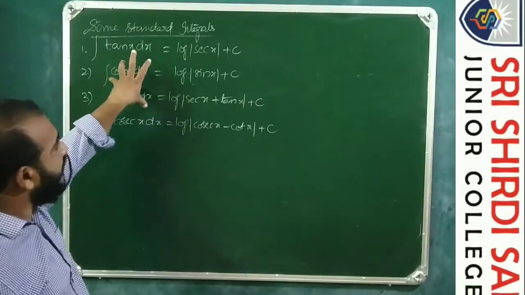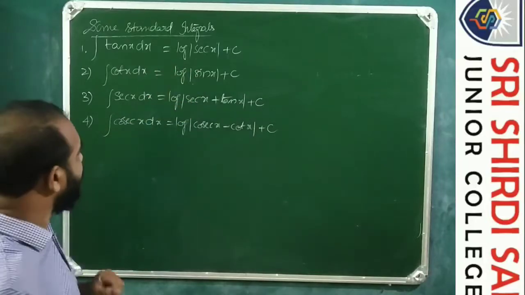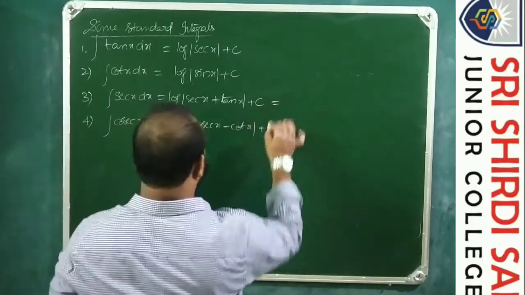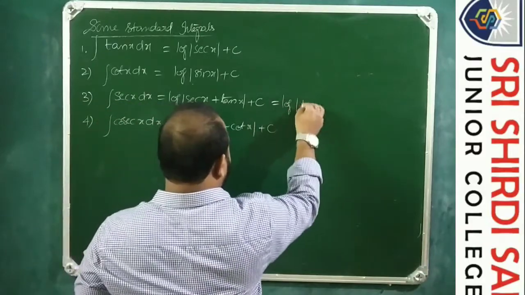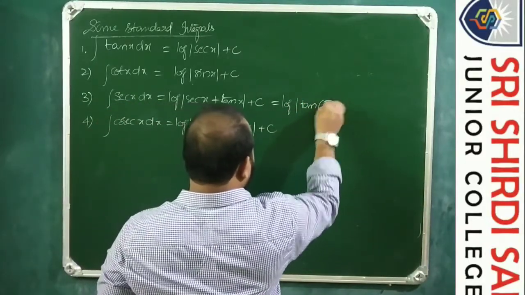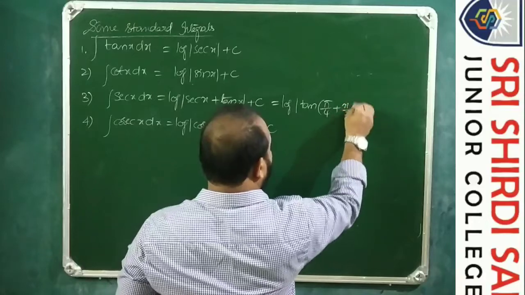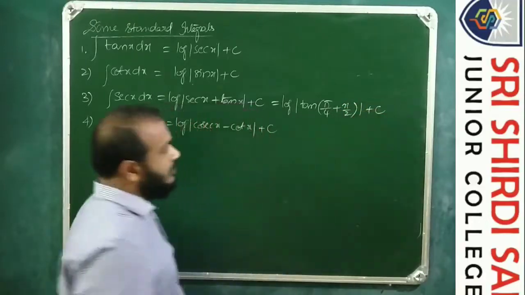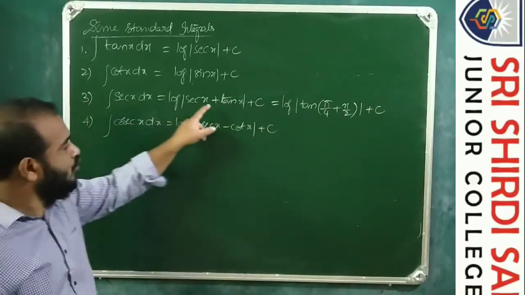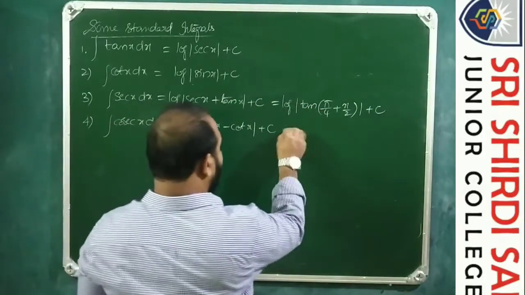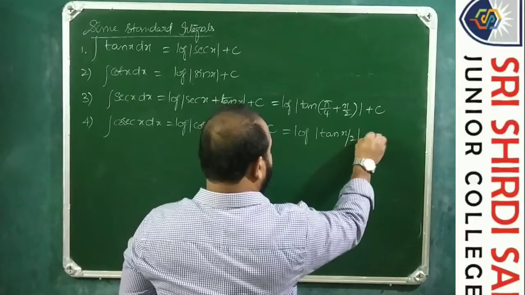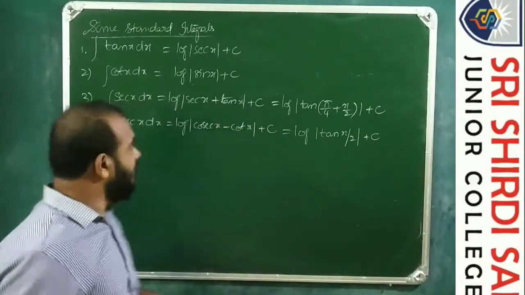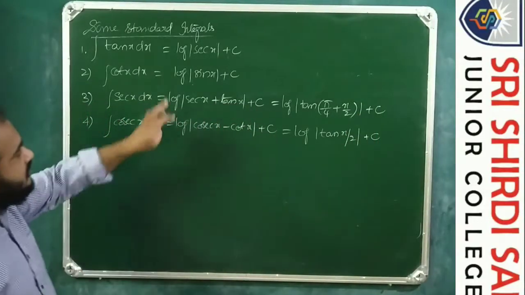How do we get these results? And not only that, log secant x plus tan x is log mod tan of pi by 4 plus x by 2 plus c. So this has got two formulae, and this is equal to log mod tan x by 2 plus constant of integration c. So let us try to prove them.